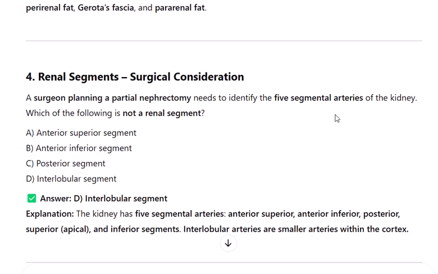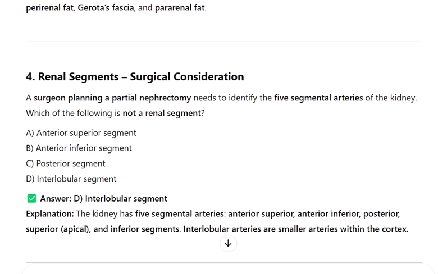A surgeon planning a partial nephrectomy needs to identify the 5 segmental arteries of the kidney. Which of the following is not a renal segment? A. Anterior superior segment. B. Anterior inferior segment. C. Posterior segment. D. Interlobular segment.